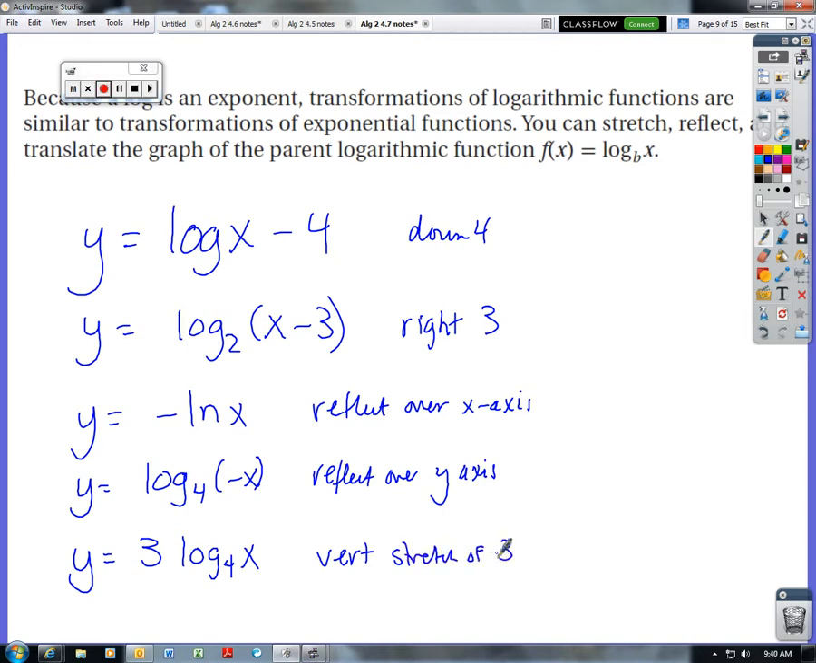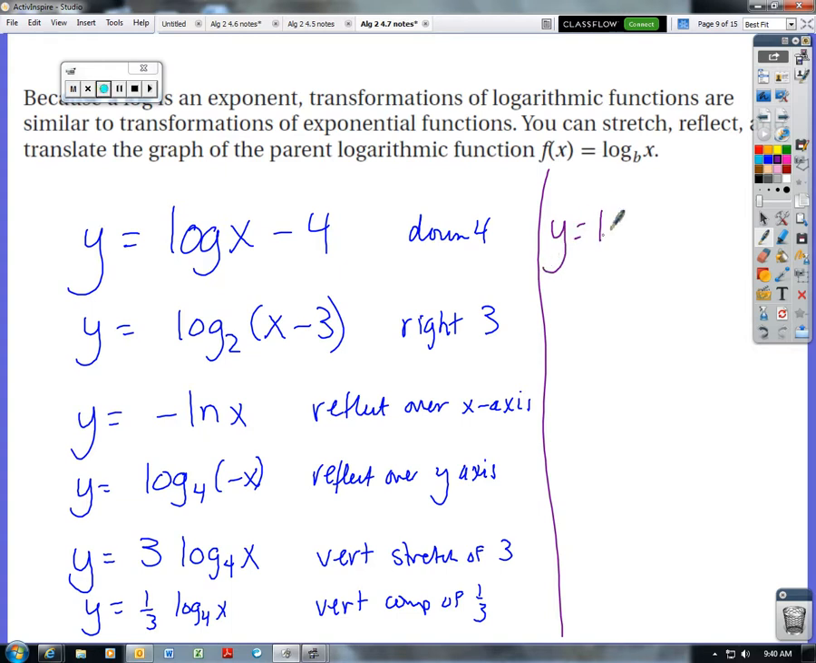If it was a fraction, like 1/3 log base 4, that would be a vertical compression of 1/3. So we've done back and forth, up and down, reflections, and vertical stretches and compressions. That leaves us with the horizontal stretches and compressions, and those are inside with the x. So that would be like y equals log of 3x.